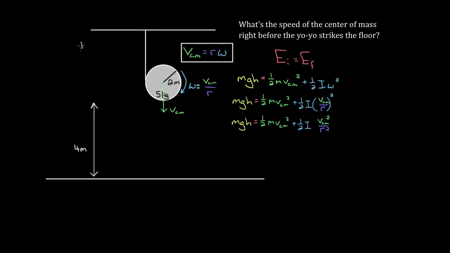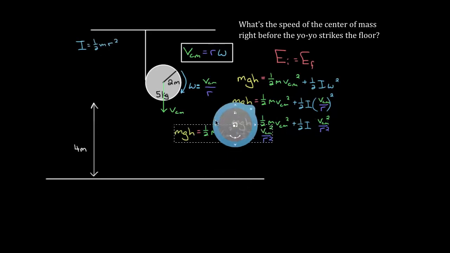Well, the moment of inertia of a cylinder, you often just have to look these up. The moment of inertia of a cylinder turns out to be 1/2 m, the mass of the cylinder, times the radius of the cylinder squared. So we can take this, plug that in for I, and what are we going to get?